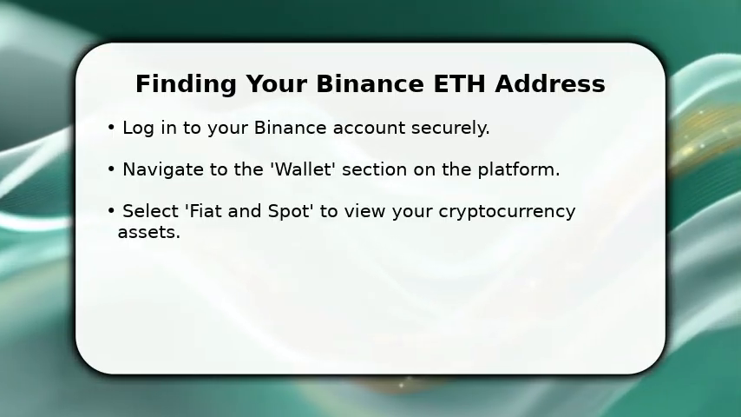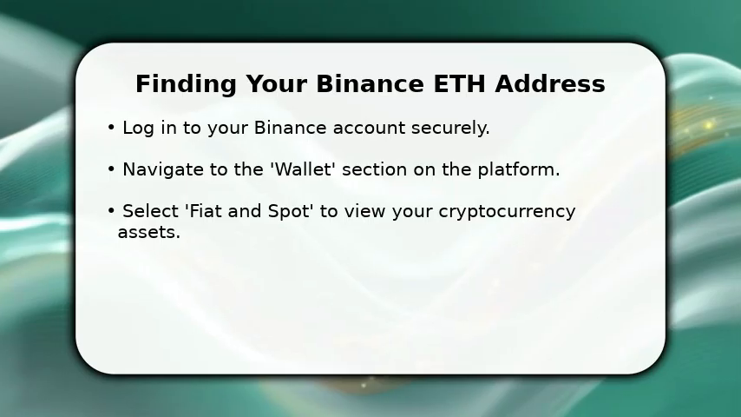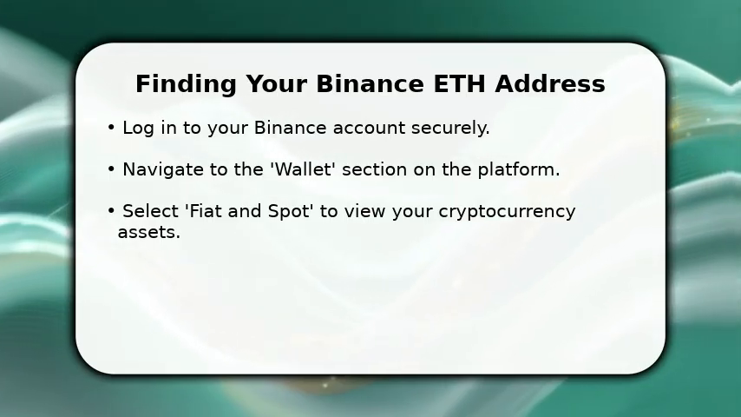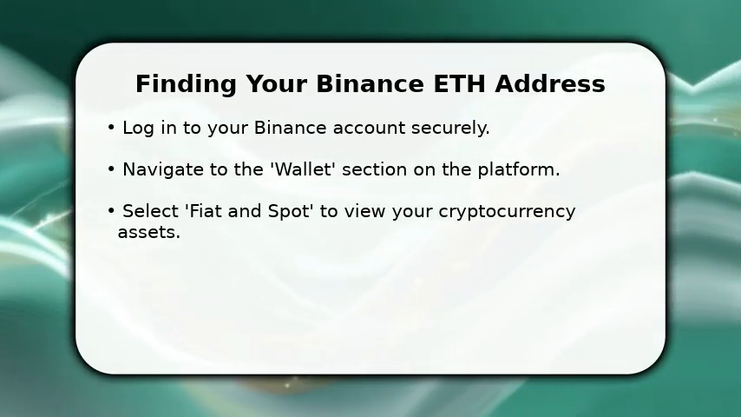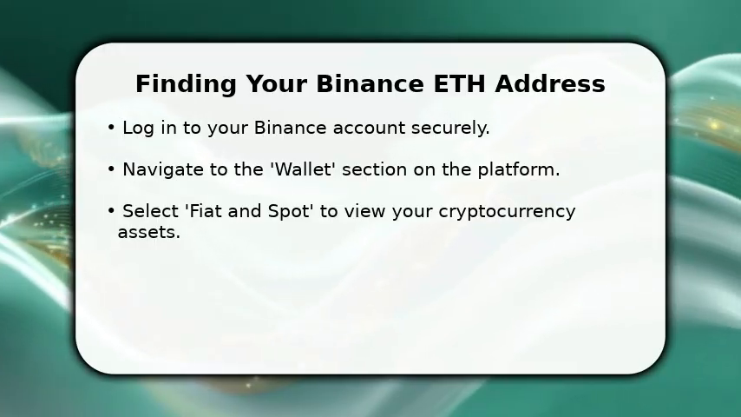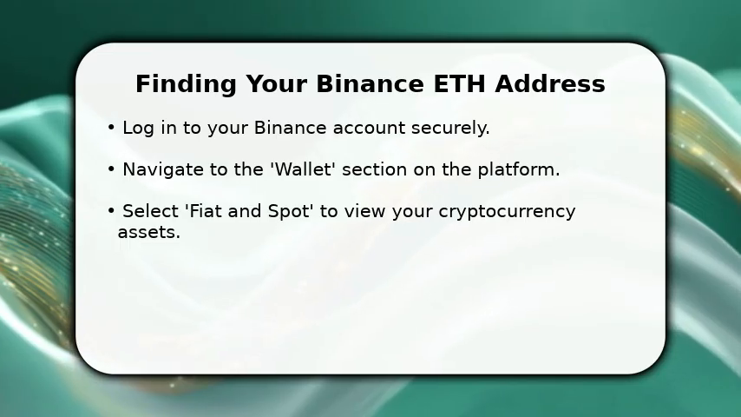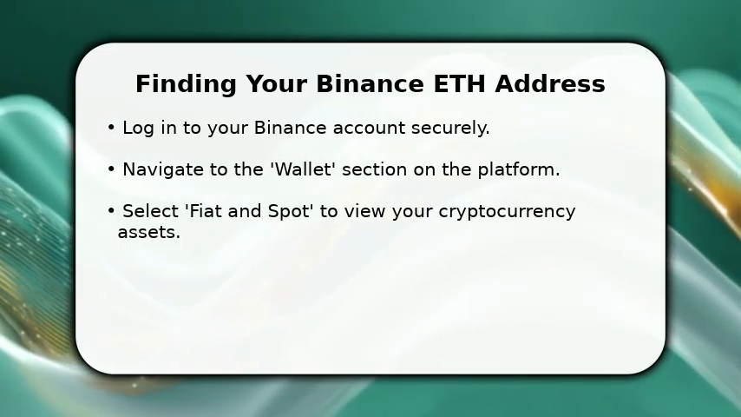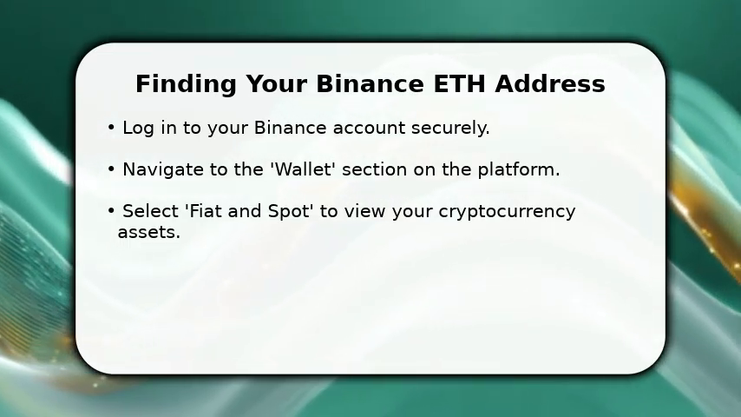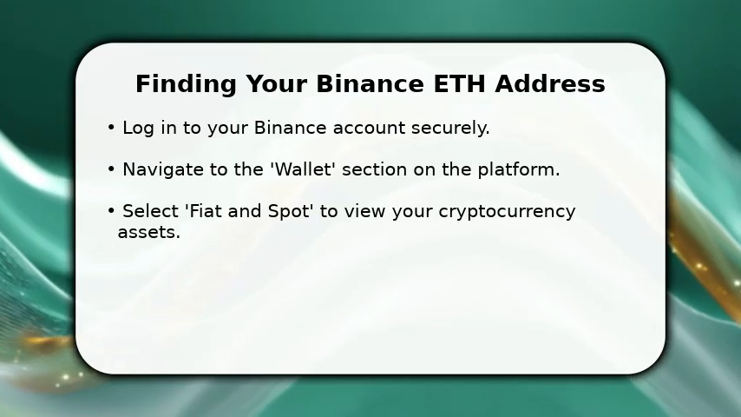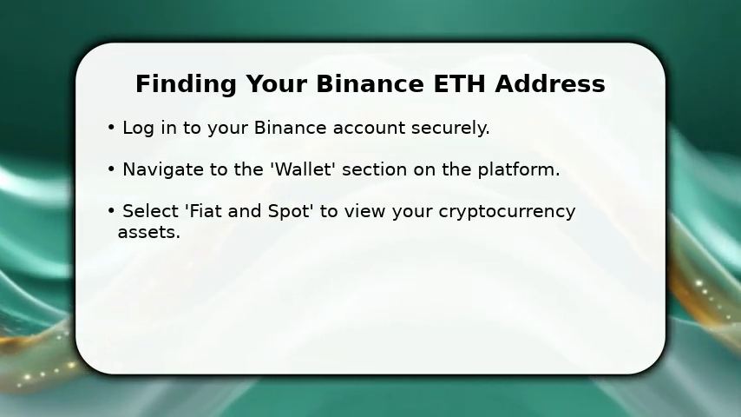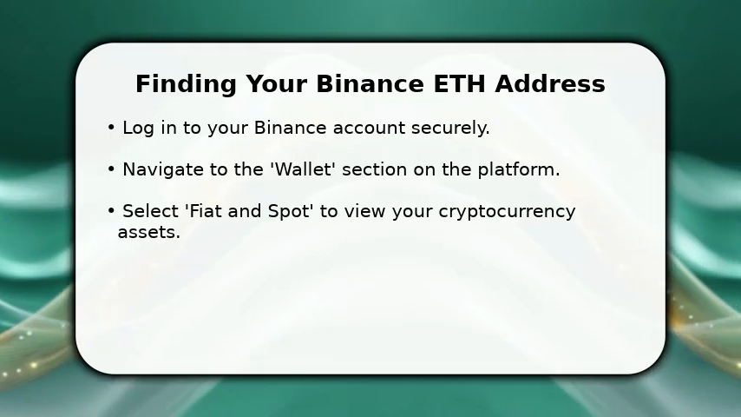In this video, I will explain how to get your Binance ETH wallet address. First, you need to log into your Binance account. Once logged in, look for the wallet icon, usually found in the top navigation bar or menu. From there, select Fiat and Spot to access your asset overview. This is where you'll manage all your different cryptocurrencies.